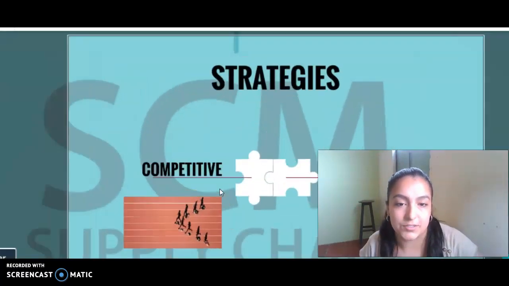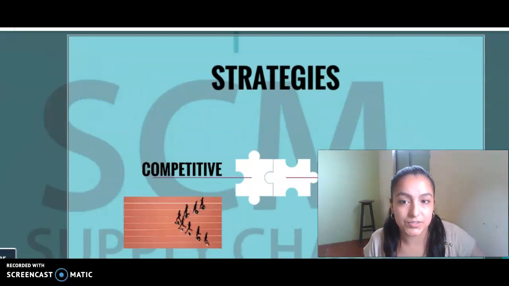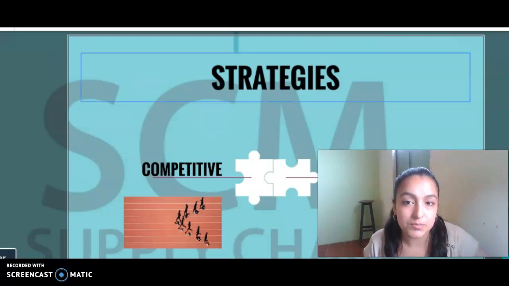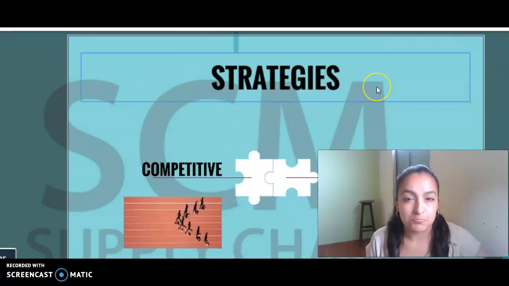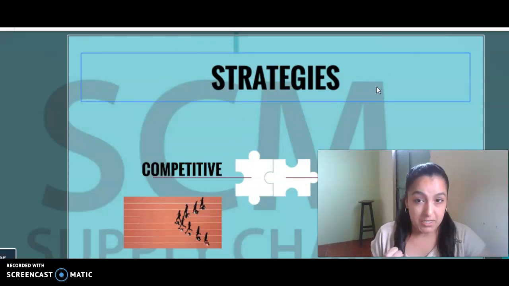The strategies. The strategies are two: the competitive strategy and corporative strategy. According to Porter, the competitive strategies are four: differentiation, cost leadership, low cost approach, and low cost differentiation.